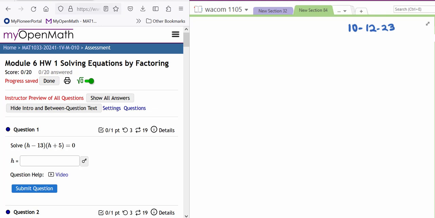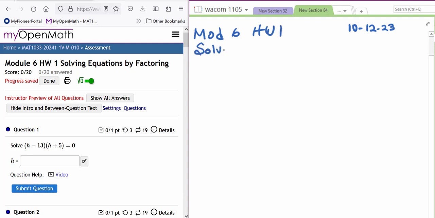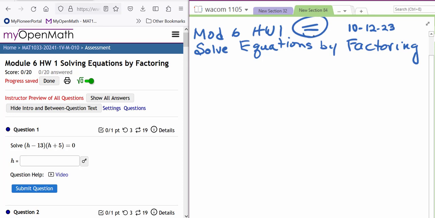Right, we're going to start today in Module 6, Homework 1, and this gives us our first use of the factoring, really. So factoring, solving equations by factoring. So we're looking at Mod 6, Homework 1. We're going to solve. So what kind of symbol do solve problems have? An equals. So all of these are going to have an equals in there.